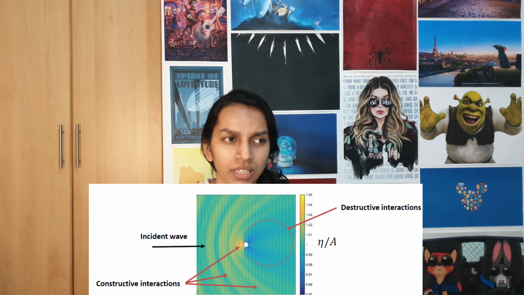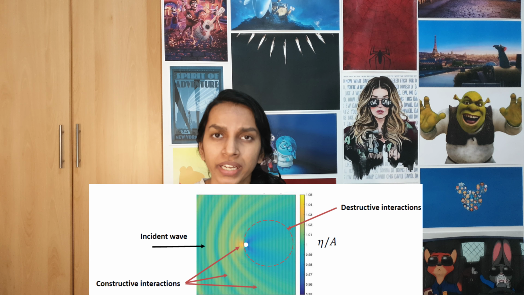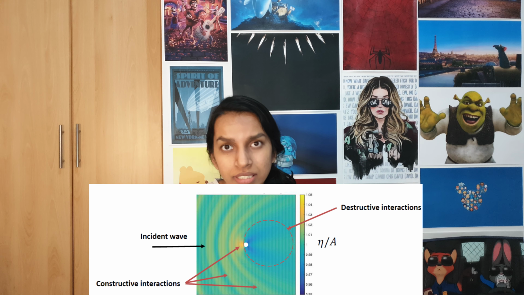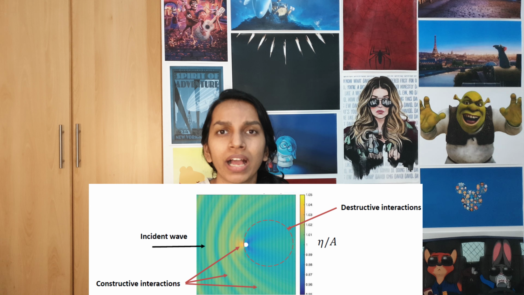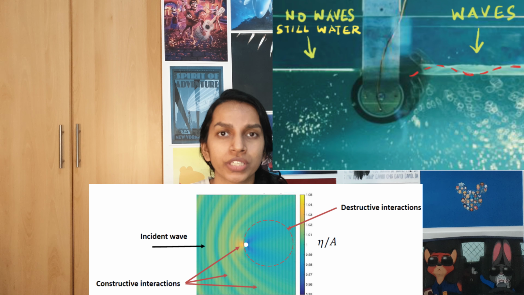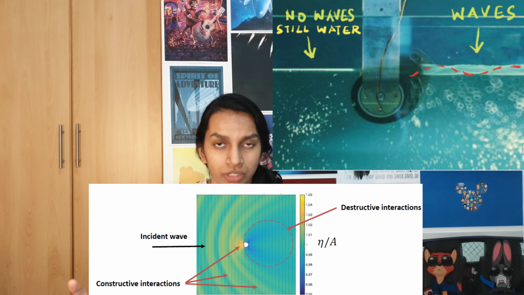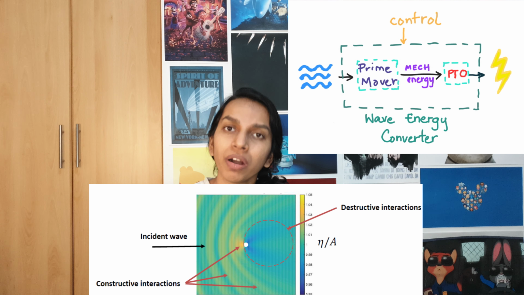Basically what happens is, these radiated waves try to partially cancel out the incident waves, meaning we will have lesser waves. It will almost reach a still water level kind of situation. And this energy has to go somewhere, right? So this energy is absorbed by the power takeoff system.